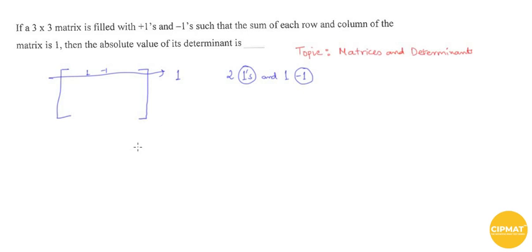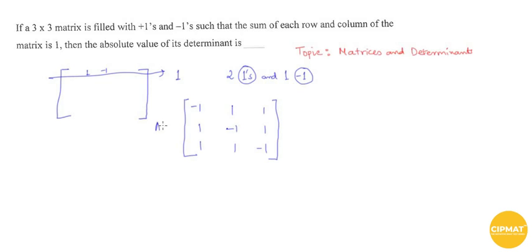So let's try to make one such matrix. Just make one matrix by hit and trial. So let's say -1, 1 and 1. Here you see the sum of this row is 1. Then let's make this 1 and this 1, because 1 -1 is already there. Let's make this -1, then this should be 1, and this also should be 1, and this is -1. If you carefully observe this matrix, the sum of all the rows and the columns is 1.